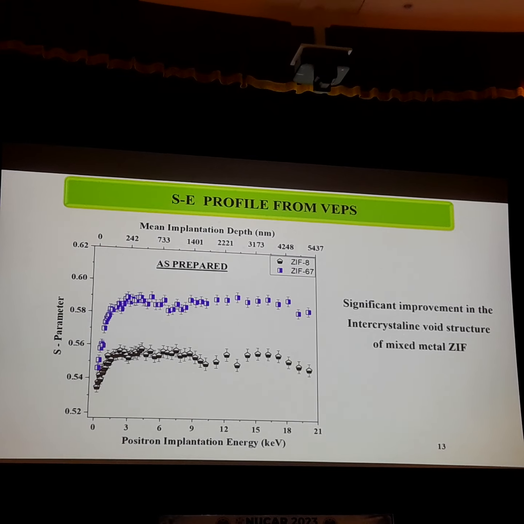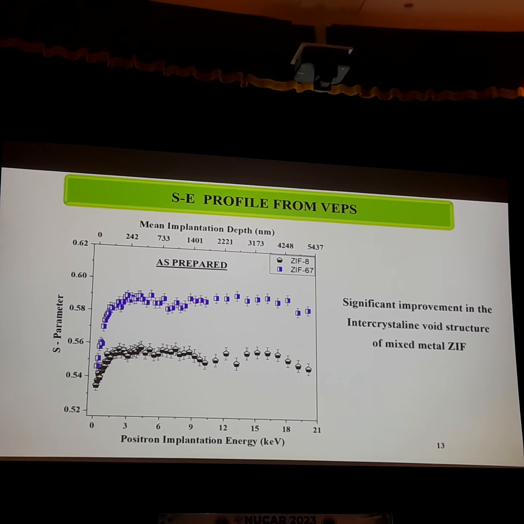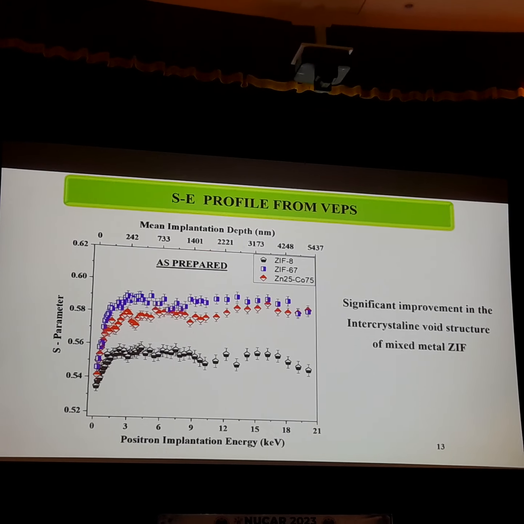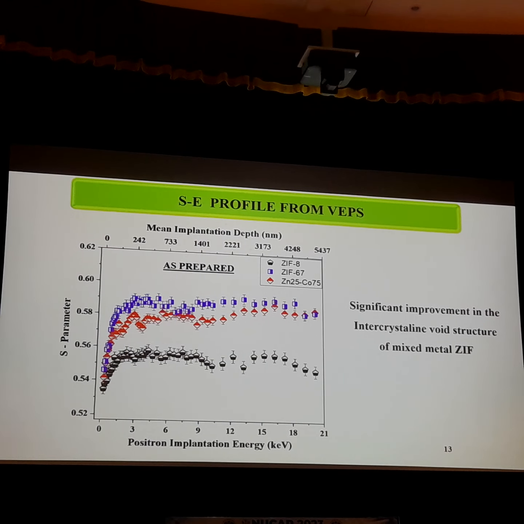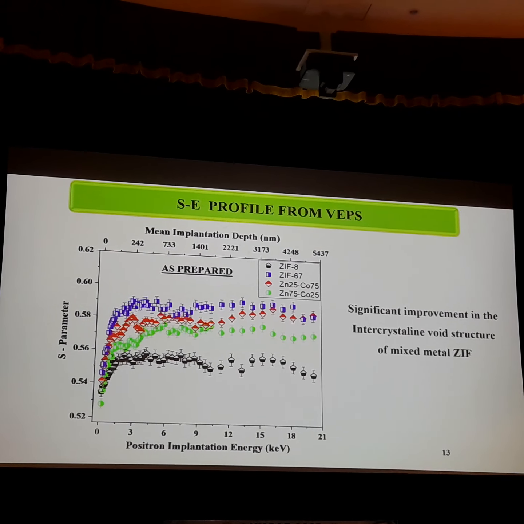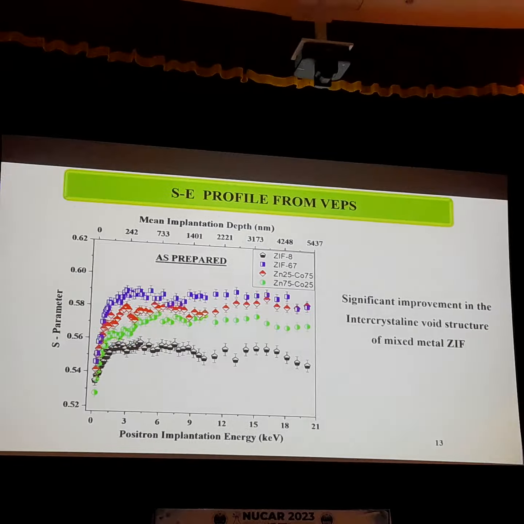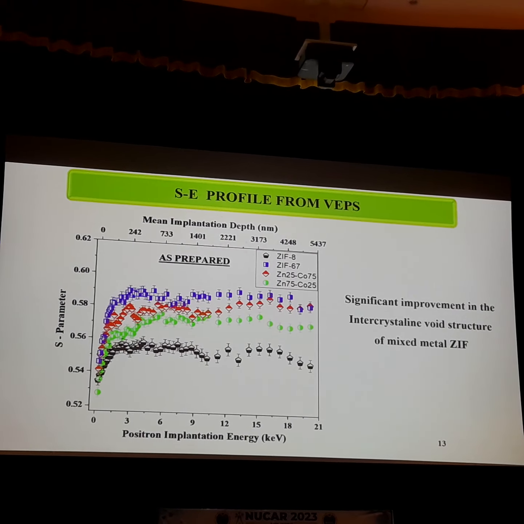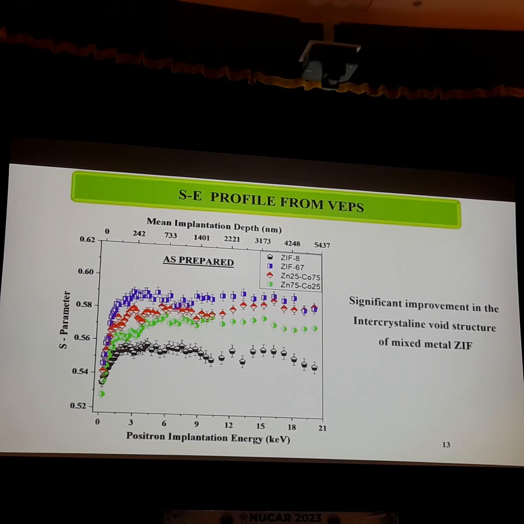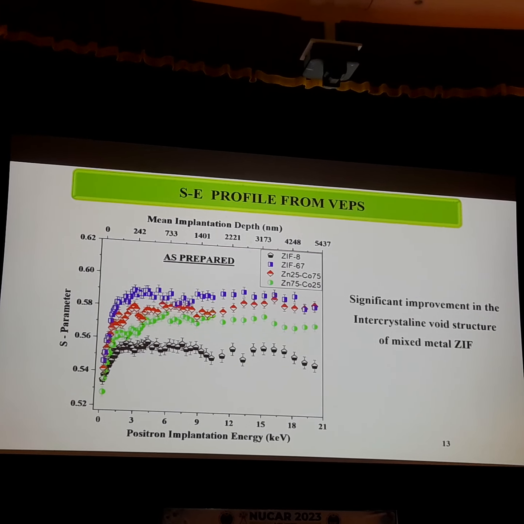And finally, I just want to correlate this with the mixed metal samples which I synthesized using the mixed metal strategy. Now, if I reduce the cobalt concentration by 25%, the S profile is reduced, which means the intercrystalline void is reduced. And again, if I reduce the cobalt concentration by another 25%, the S parameter is again reducing, which clearly shows that the mixed metal strategy is the best way to tune the pore architecture of these ZIF materials. And secondly, variable energy positron spectroscopy is the best tool to analyze this pore architecture.